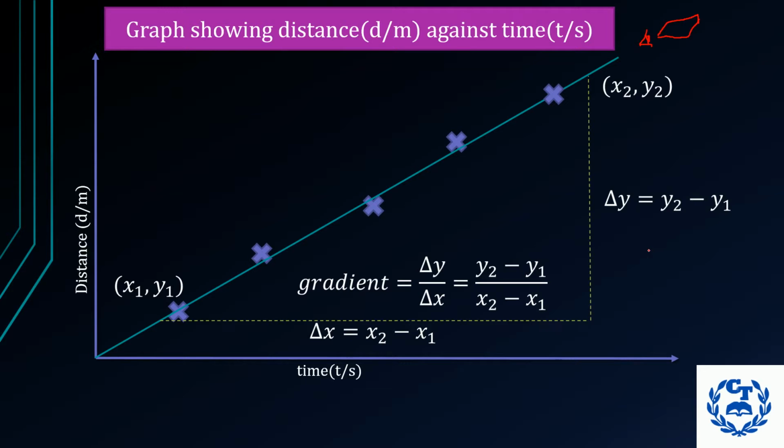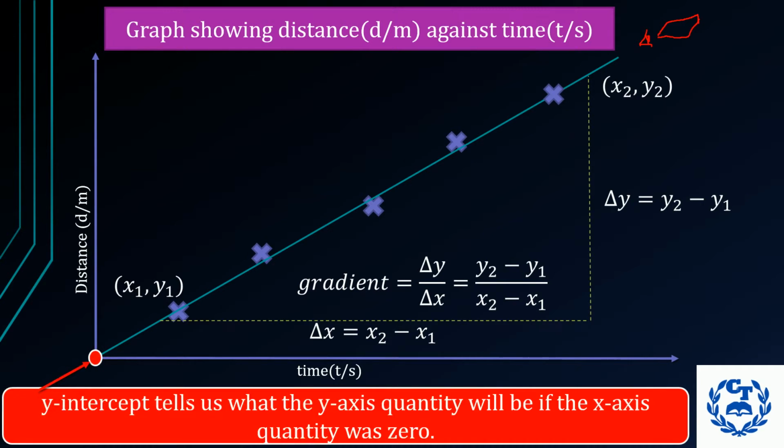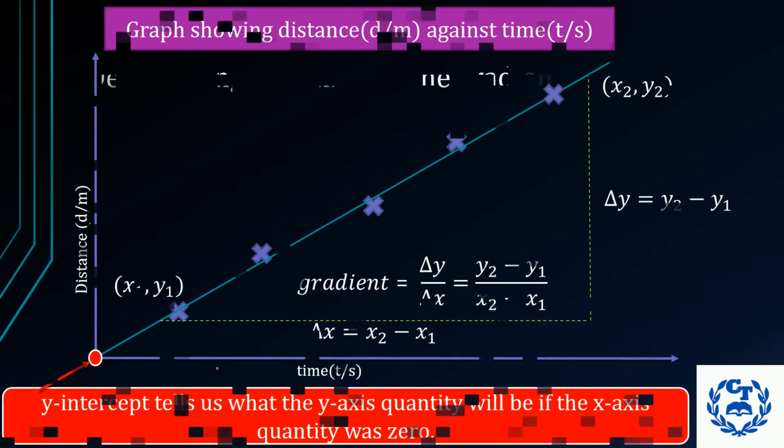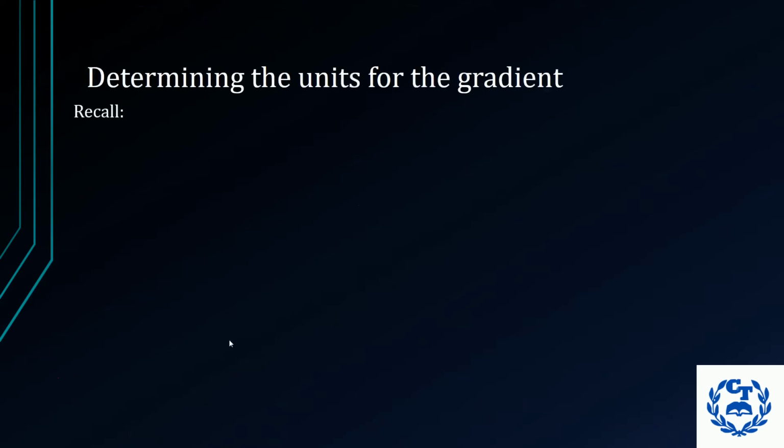Now the next important part about the graph is the intercept, the point at which the graph itself, the best fit straight line, cuts the y-axis. Now in this graph here, this is the point at which it cuts the y-axis. And that y-intercept tells us what the y-axis quantity will be if the x-axis quantity was 0. Okay, so from here, once you're finished with that, we'll go into analyzing the gradient.